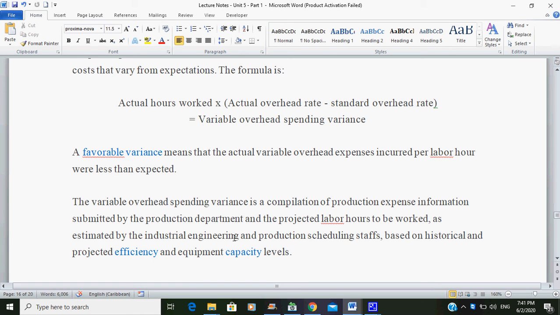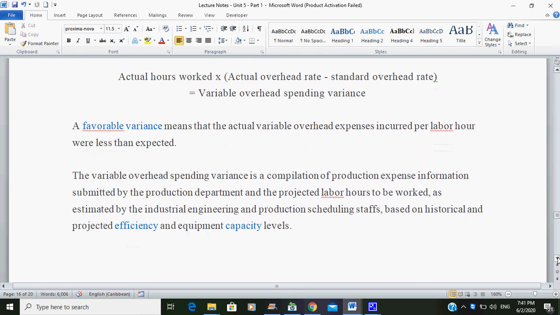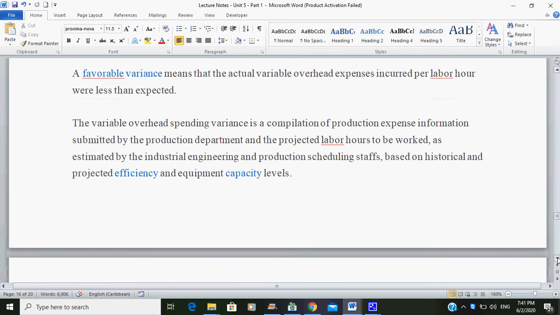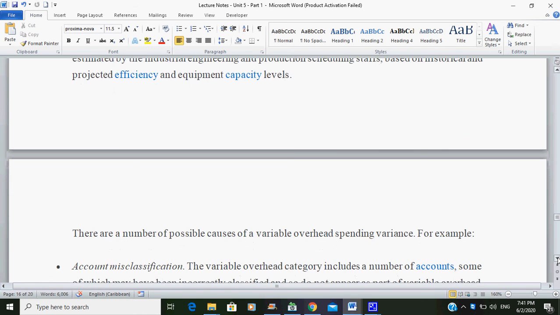The variable overhead spending concept is most applicable in situations where the production process is tightly controlled, as is the case when large numbers of identical units are produced. Variable overhead variance is the variable overhead efficiency variance.